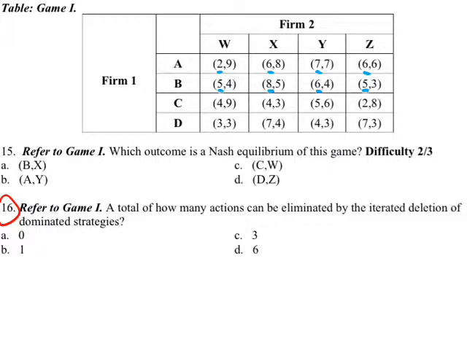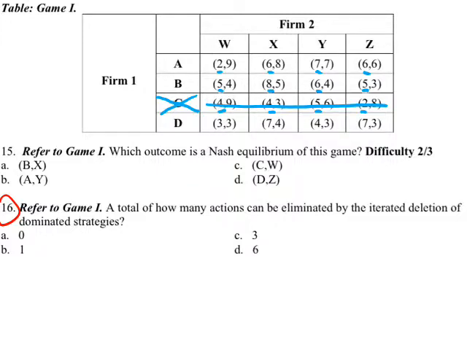Let's compare B and C. 5 higher than 4, 8 higher than 4, 6 higher than 5, 5 higher than 2. C is dominated by B, so we are sure that firm 1 is never going to play C. We can remove this row.